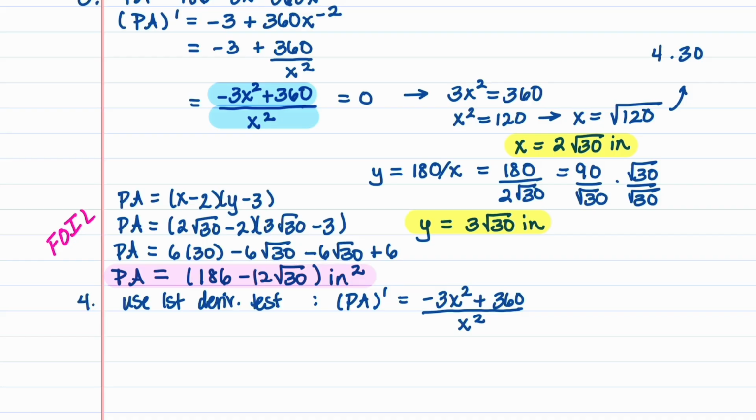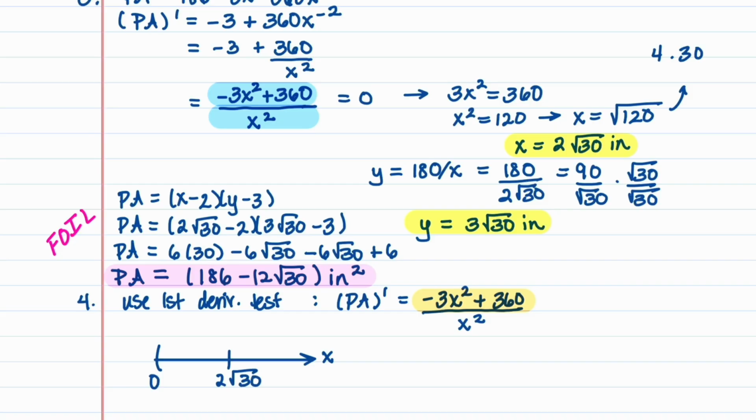We want to find if our derivative is positive or negative to the left and right of our critical value. Because our denominator is an x squared, we really just have to look at the numerator. Let's go ahead and draw a number line. And we'll put x on this. We'll remind ourselves that it is an open interval starting at 0. And let's put our critical value. That is 2 root 30.